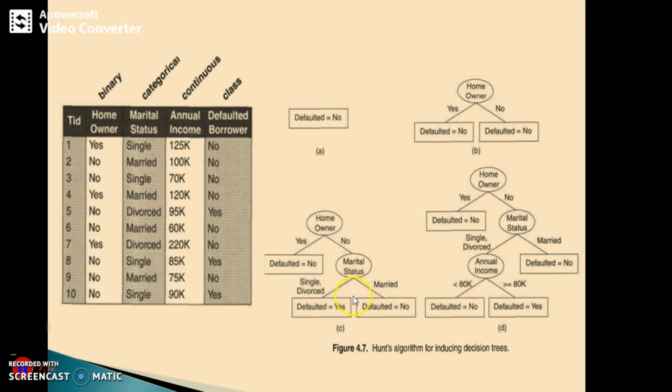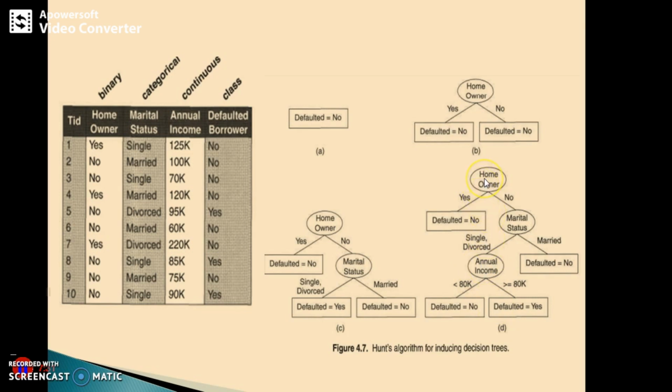So can we make it still more pure? We'll try to make it pure. So how do we make it pure here? This part only, by adding the next attribute, that is by adding the next column here. So the next column is what? Annual income. So we'll continue with Hunt's algorithm here, that is the next step, step D. So here we have added the next attribute. See here where I have added the next attribute.